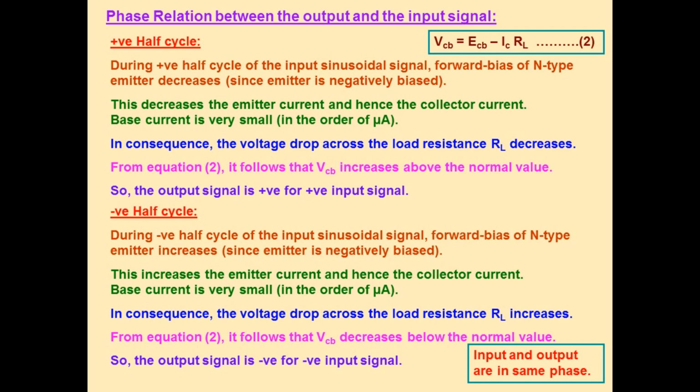Note down, in the case of common base amplifier of NPN transistor, the input and output are in same phase. Actually, this is a previous entrance exam question, 2017. What is the phase difference between input and output in the case of common base amplifier of NPN transistor? This is previous entrance exam question only. So note down that in the case of common base amplifier of NPN transistor, the input and output are in same phase and output is positive for the positive input and output is negative for negative input.